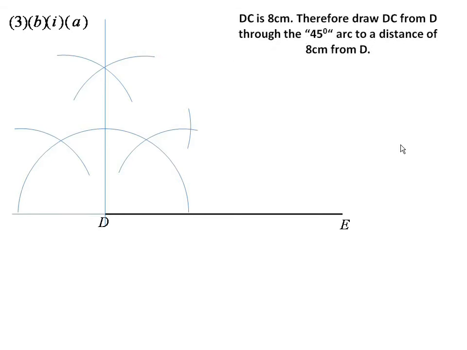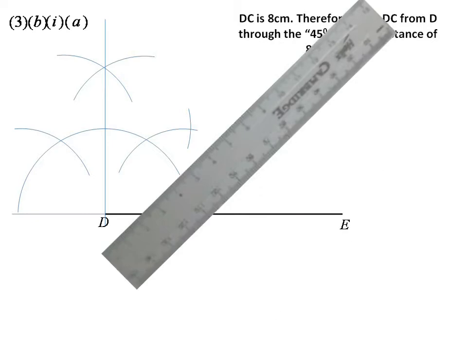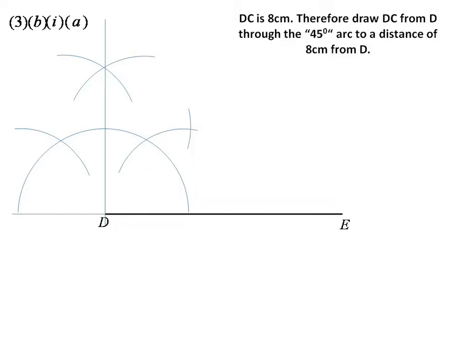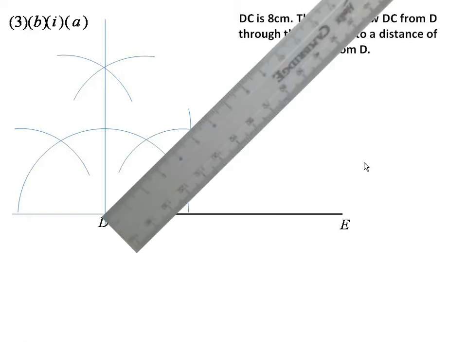DC is 8 centimeters. That's what it said. DC is 8 centimeters. So what do we do? Draw DC from D through the 45 degrees arcs. So here marks the 45 degrees. So draw from D through these arcs all the way a distance of 8 centimeters, and there we will locate the point C.